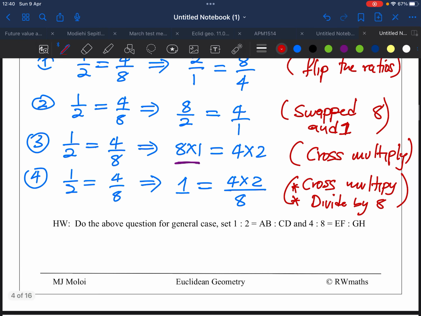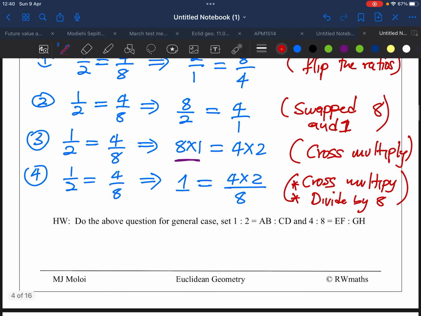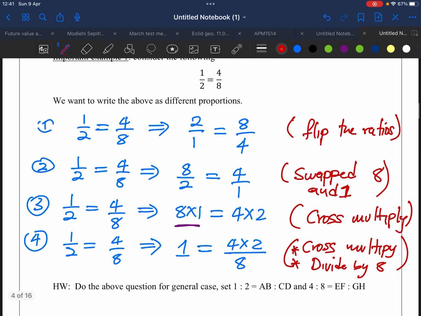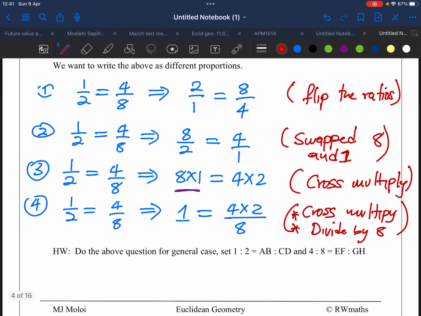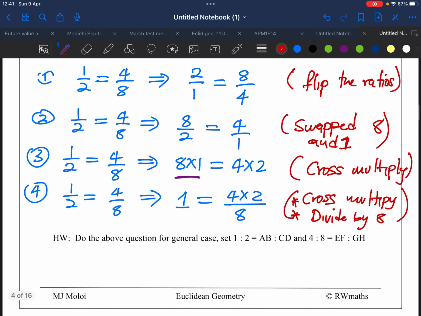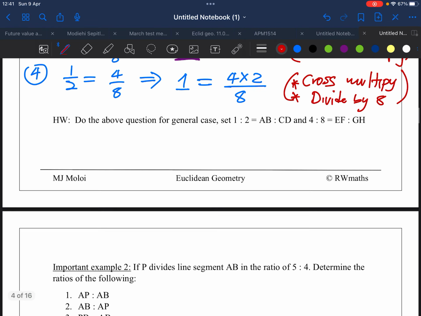So your homework, please do the above question for the general case. Maybe set 1 over 2 as AB over CD and 4 over 8 as EF over GH. Then do the above. So that's your homework there. Please make sure that you do it. Remember, understanding comes from doing. If you don't do it, you won't understand it. So let us move to another example.